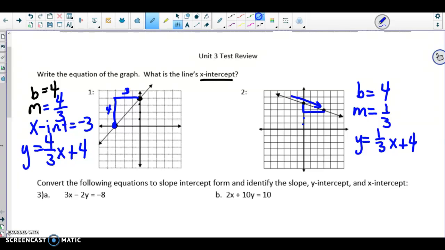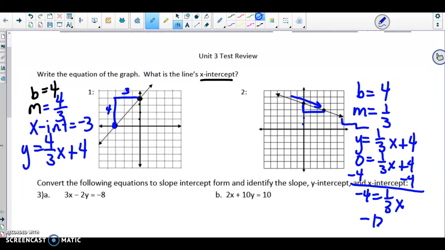If I want to figure out my x-intercept, I could keep counting and figure out where that's going to be, or I could just plug in 0 for y and solve for x. So I would subtract 4. I could use nsolve too. So -4 equals -1/3 x, and so I'd multiply by -3, so 12 equals my x-intercept. Okay.